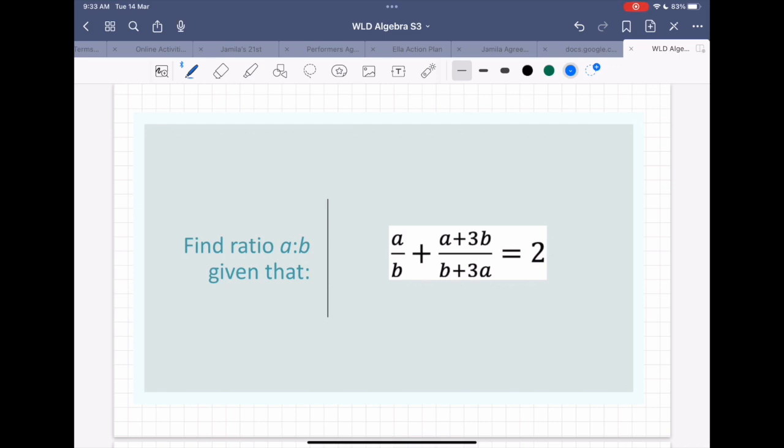So here we've got a over b plus a plus 3b over b plus 3a equal to 2. The question is asking us to find the ratio of a to b, so in other words, we need to find the fraction a over b. Feel free to pause the video to take some time to reread this and or to work through it in your own time, but we will be now going ahead with solving this.